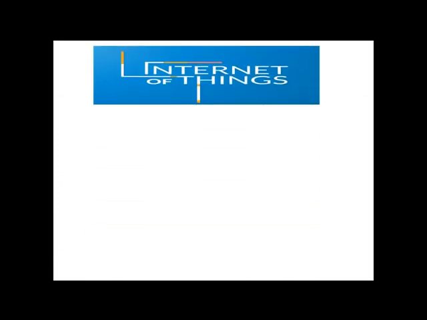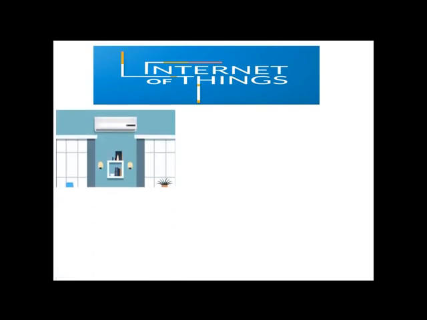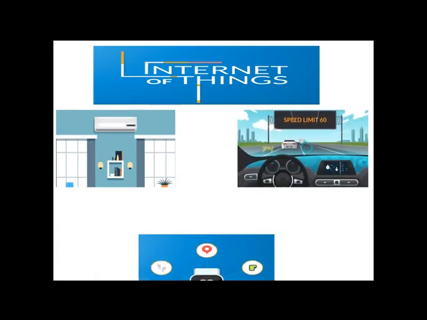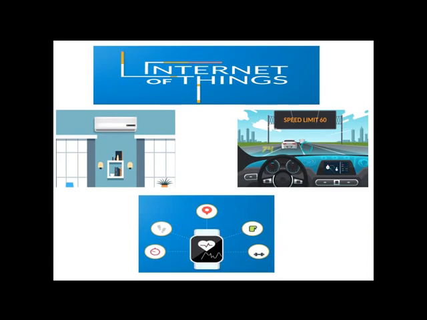The Internet of Things, or IoT, is influencing our lifestyle from the way we react to the way we behave. From air conditioners that you can control with your smartphones, to smart cars providing the shortest route, or your smartwatch which is tracking your daily activities.